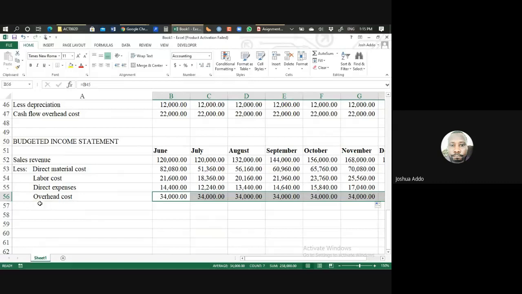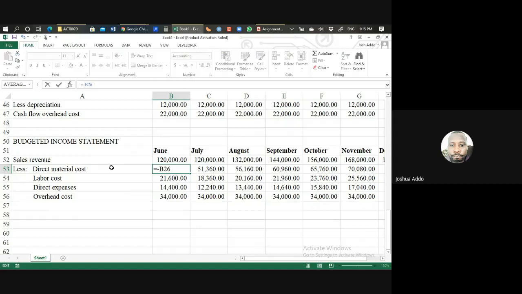So as we do in accounting, let me try to follow the tradition. Let me put here negative. I just want to force the figures to be put into parentheses, just to follow the tradition.